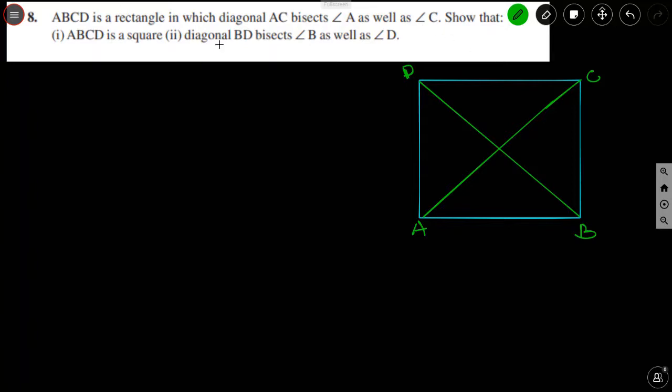ABCD is a rectangle in which diagonal AC bisects angle A as well as angle C. Show that ABCD is a square. So it's a rectangle, that means every angle is 90 degrees. We want to prove every side is equal. So first, given.